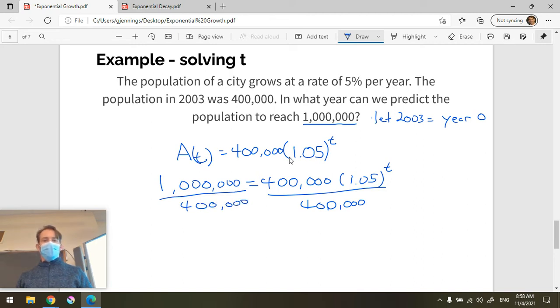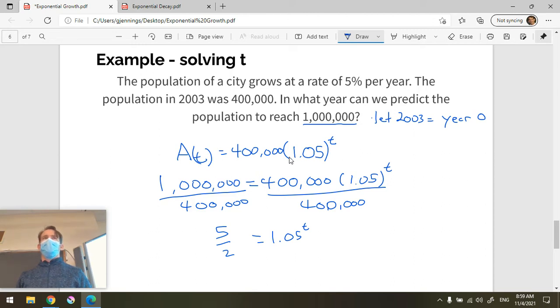1 million divided by 400,000. What is that? It's 10 over 4. It's 5 over 2. So this is 5 over 2 is equal to 1.05 raised to some power t. Now what do I do? Now what can I do?